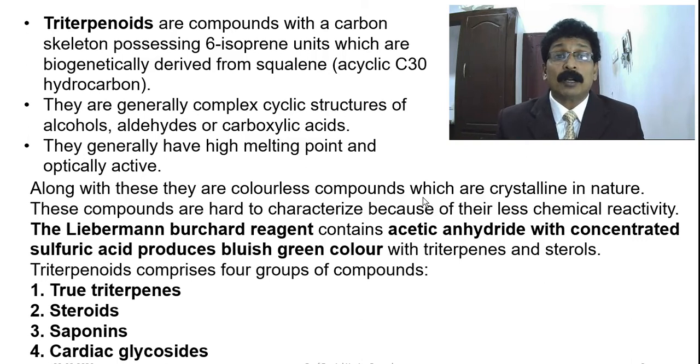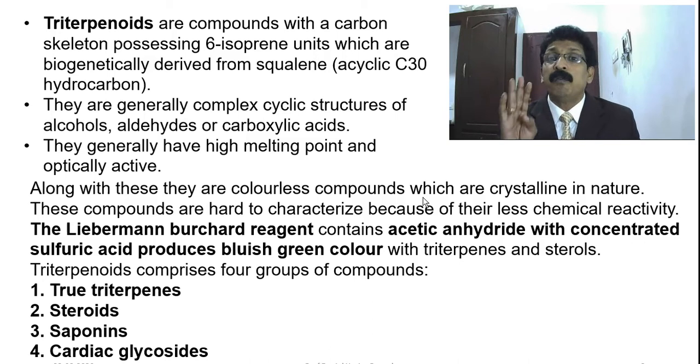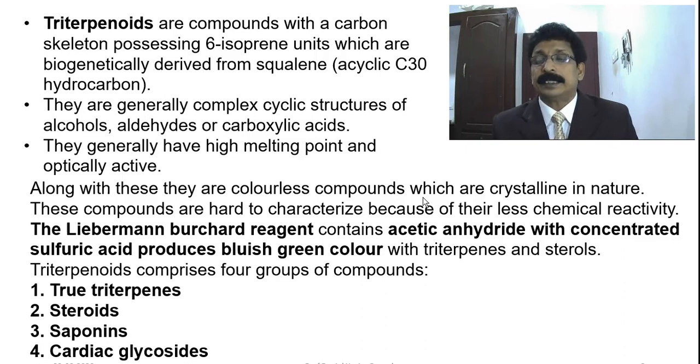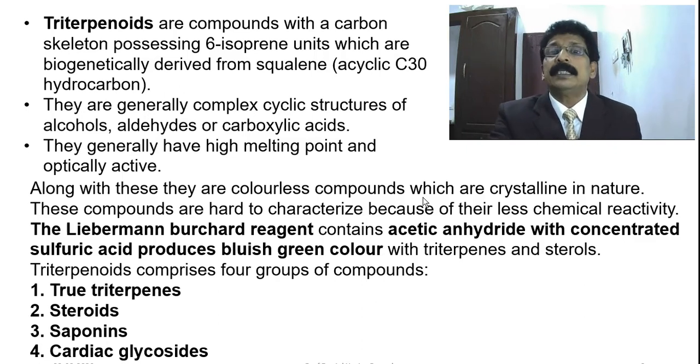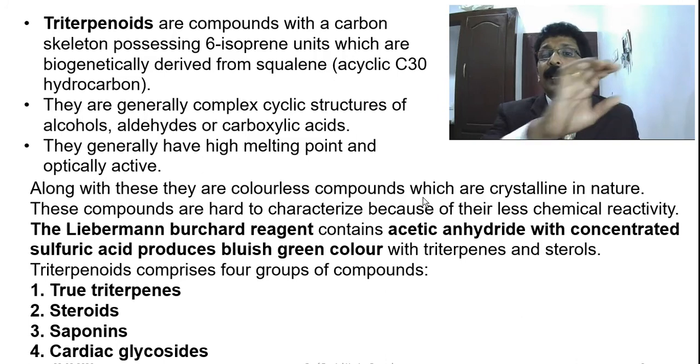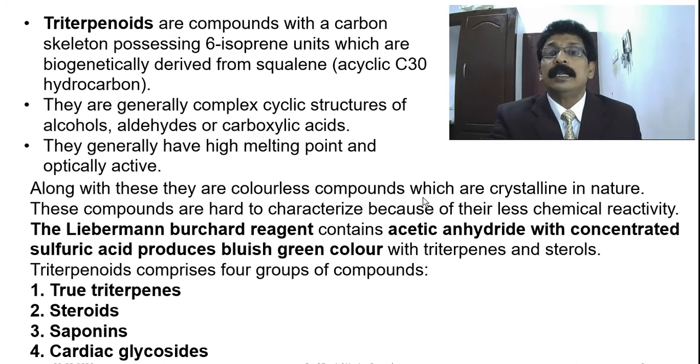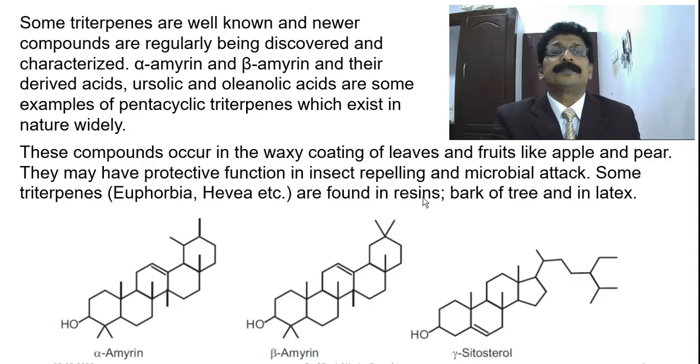Triterpenoids comprise 4 groups of compounds: 1. True triterpenes, 2. Steroids, 3. Saponins, 4. Cardiac glycosides. So that's why I told saponin glycosides. I did not mention it in the topic headline in the material; it needs to be added also. It comes along with the steroids and the terpenes.